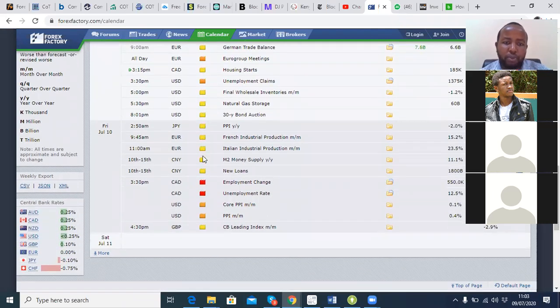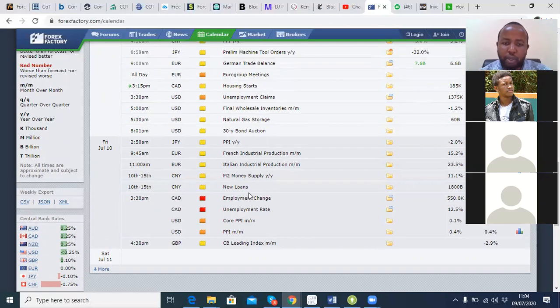Then, of course, tomorrow we have CAD employment change and unemployment rate. We'll be able to see how many jobs were lost or how many jobs were created. Basically, that's what employment change and unemployment rate mean. All these terms, especially in fundamental analysis, we'll be learning them. All of them are in the curriculum or in the book, but it's good we learn them slowly, bit by bit.